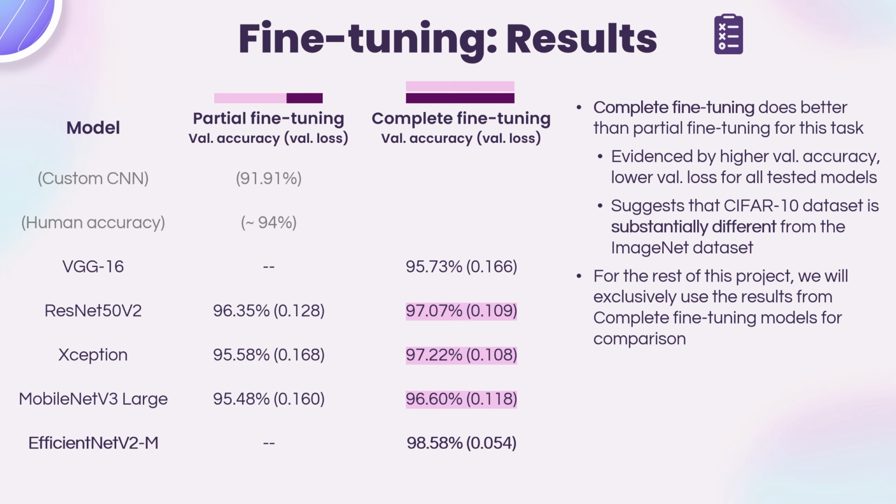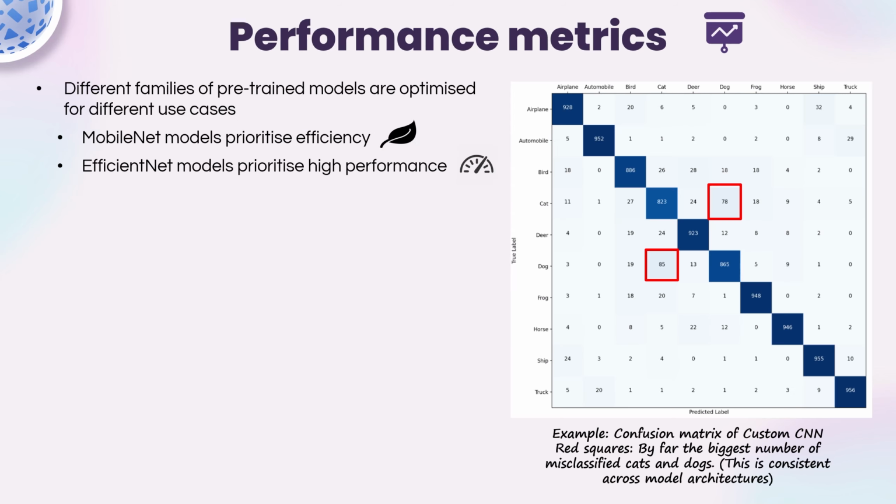You'll notice that the complete fine-tuning does consistently better in the same model, consistently better in validation accuracy and validation loss. So you see a decrease in loss and an increase in accuracy, and as such, we determine that the complete fine-tuning method is typically better for most pre-trained models, at least when it comes to the CIFAR-10 classification task. So for the rest of this project, we'll use the results from here. And right now, let's go on to compare performance metrics.